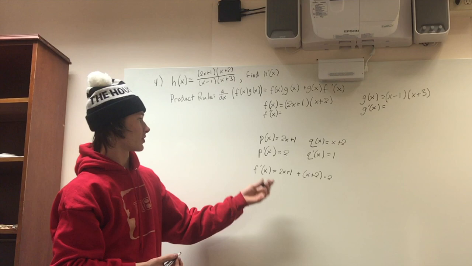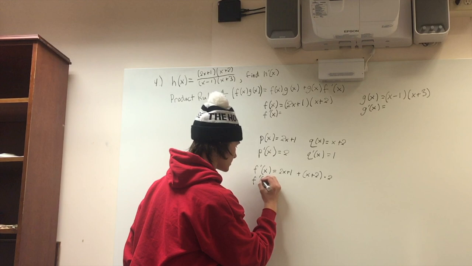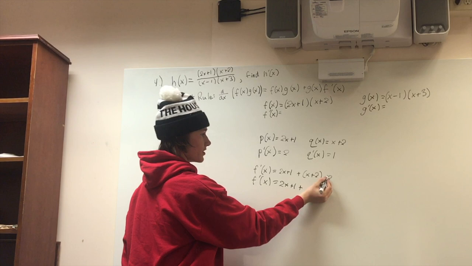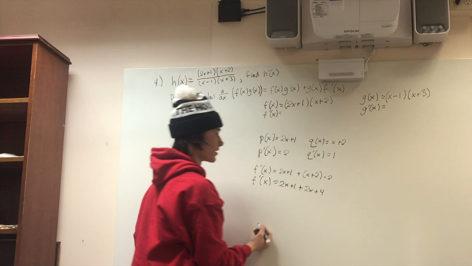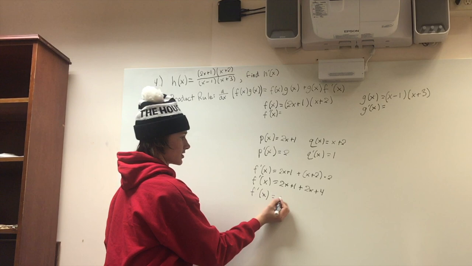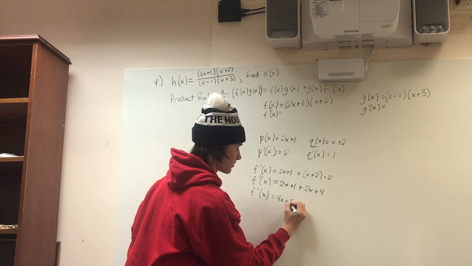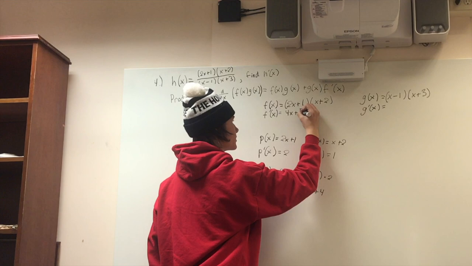Now we can begin to simplify that a little bit. The derivative of f of x equals 2x plus 1 plus, now we distribute that 2 in, 2x plus 4. We can simplify that even further and combine these two x terms to say 4x plus 5, and that's going to be our derivative of f of x, 4x plus 5.